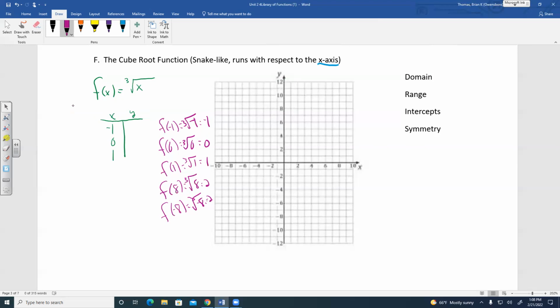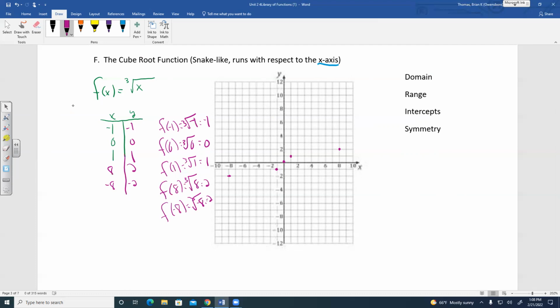So again, what we're picking up on is we're just going to try to graph 3 points: -1, -1, 0, 0, 1, 1. So if I plot those points, what I should pick up on is it's going to run along the x-axis, but having these other points is not going to hurt us. To have this 8, 2, and this -8, -2 can help us out as well. So when 8 went in, 2 came out, -8 went in, -2 came out.